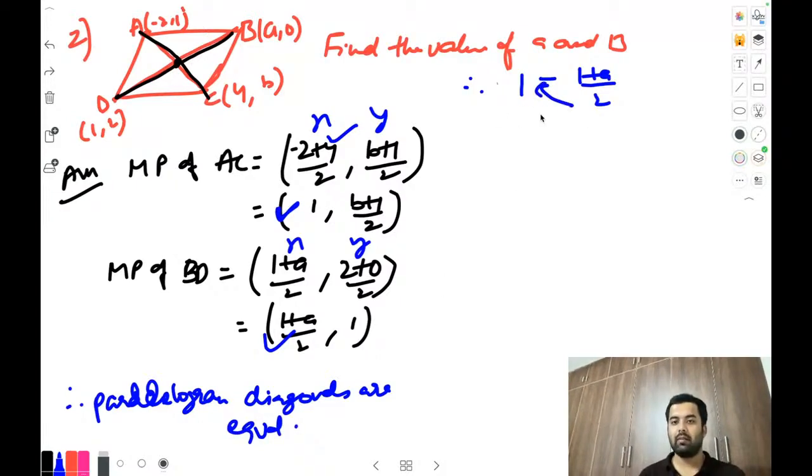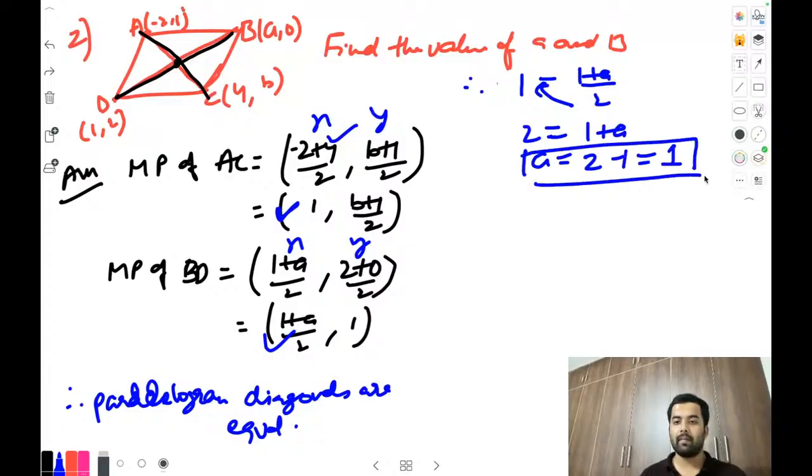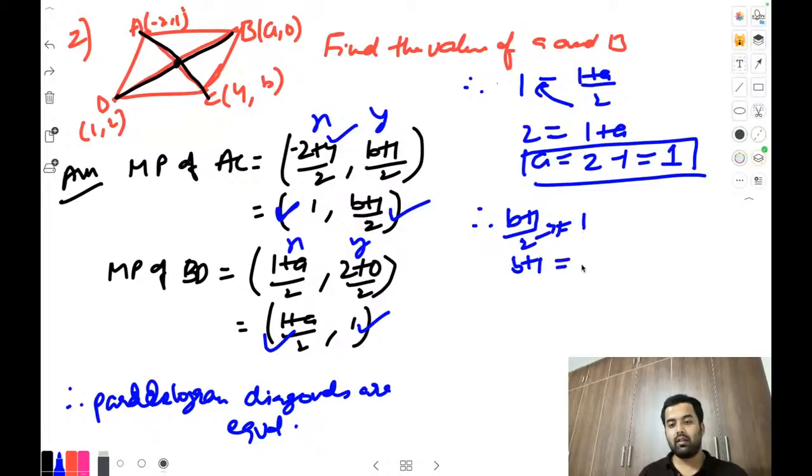Okay, now cross multiply. This will go to that side, and 1 plus a as it is, this becomes 2 minus 1, the answer will be 1. Okay, we got the a value, which is 1. Now same way, compare the y and y. So y is here and y is here, okay? Therefore b plus 1 divided by 2 is equal to 1. Cross multiply, so b plus 1 is 2, and b becomes 1 only.